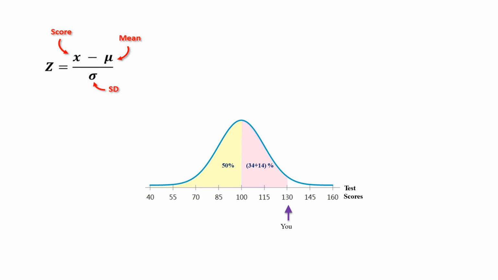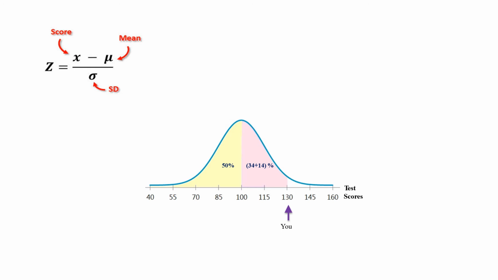So we have the formula for z-score here, where we have the score minus the mean, divided by the standard deviation. So if we suppose that your score was 130 and the mean was 100 and the SD was 15, then it makes your z-score 2.